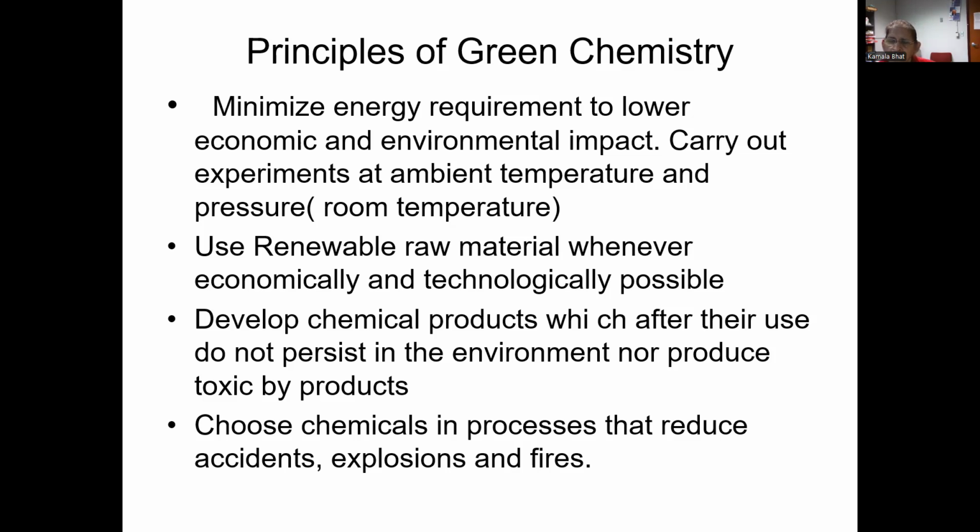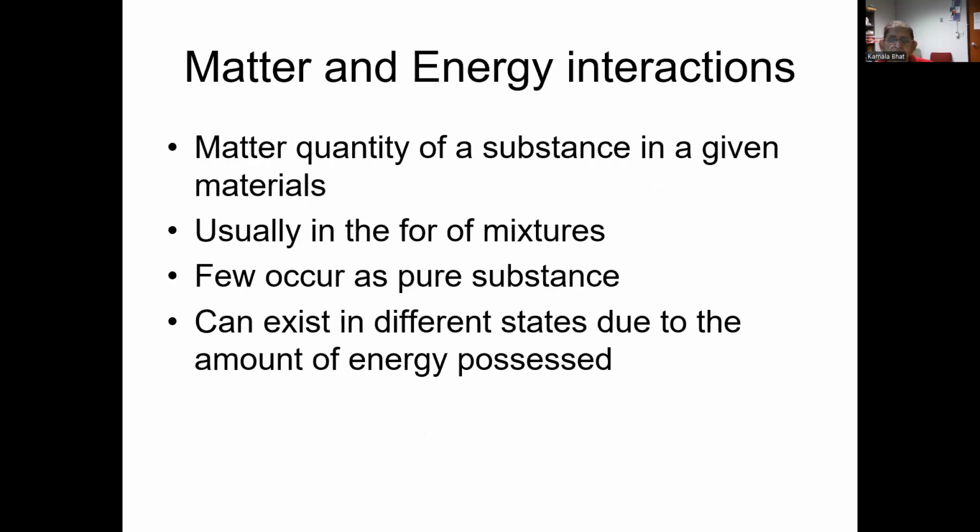Carry out experiments at ambient temperature and pressure, generally considered as room temperature. Use renewable raw material whenever economically and technologically possible. Develop chemical products which after their use do not persist in the environment nor produce toxic products. Choose chemicals in processes that reduce accidents, explosions, and fire.